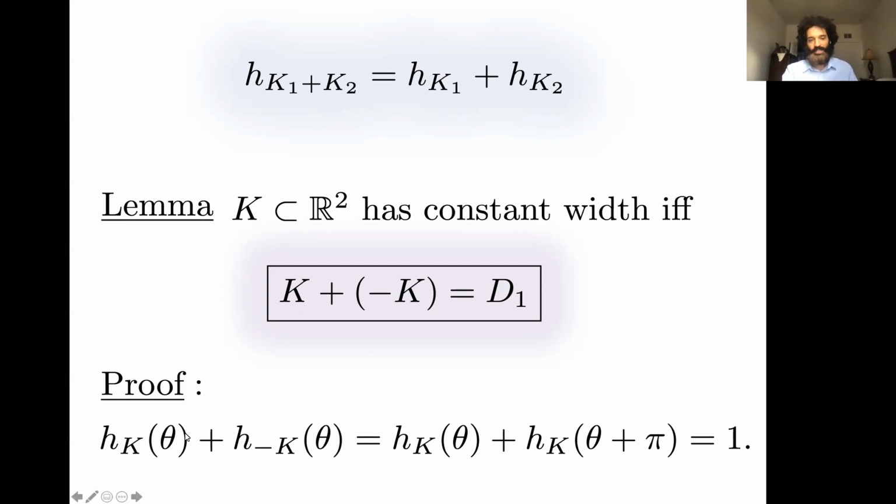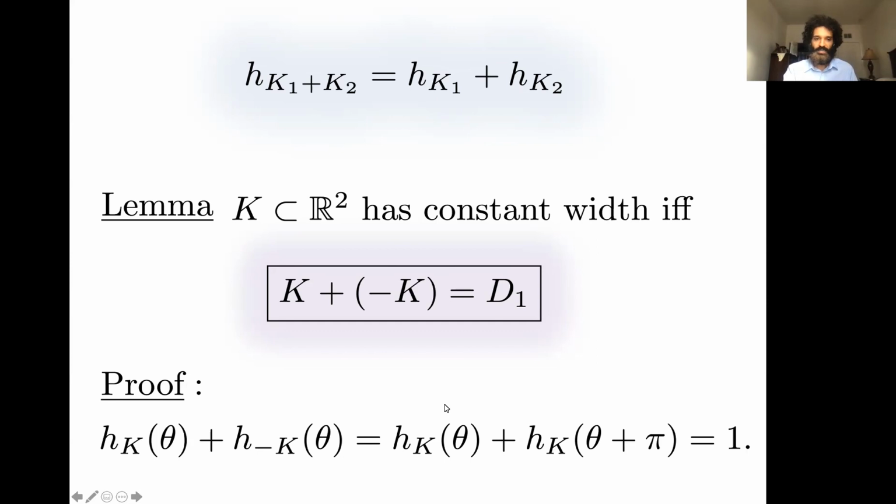A one-line proof of that: if I take H of K and add it to H of minus K, as I mentioned to you, H of minus K can be realized as the rotation of H of K through 180 degrees. That means H of minus K turns into H of K at theta plus pi, because this is what it means to rotate by pi. And that equals 1, as we noted earlier, if the set has constant width.